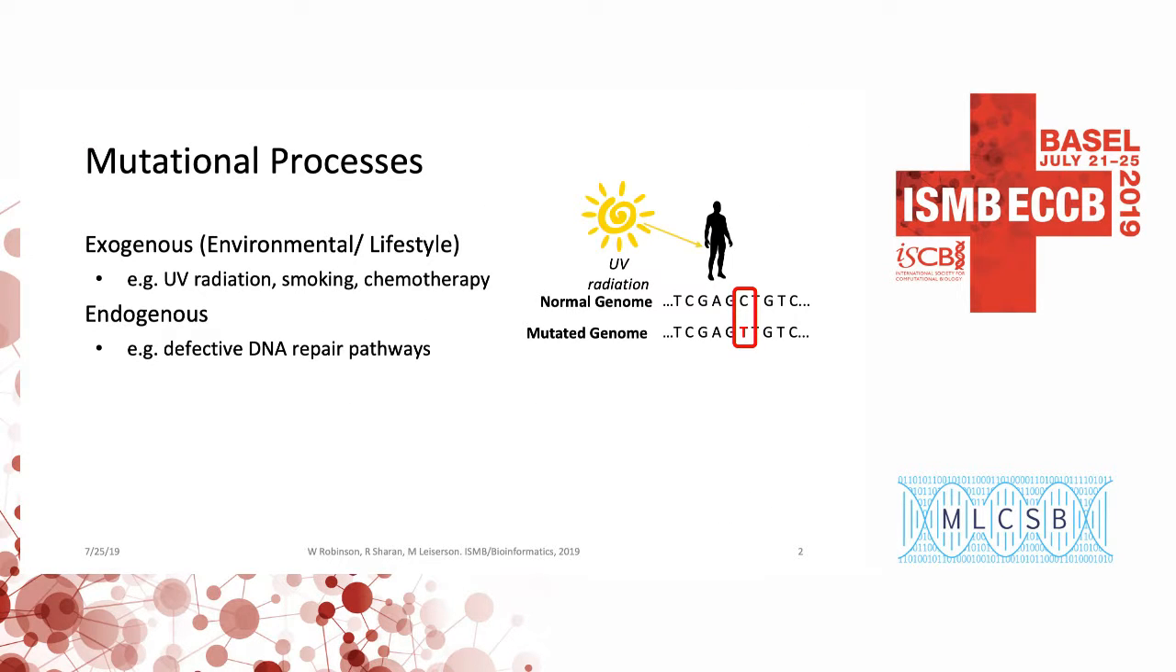So first, let's talk a little bit about mutational processes. They're generally grouped into two categories, either exogenous, and this can include UV radiation, smoking, and chemotherapy, or endogenous, and these are processes that happen within the cell, and these generally include defective DNA repair pathways. And it's important to note that a lot of these mutational processes actually cause very specific mutations.